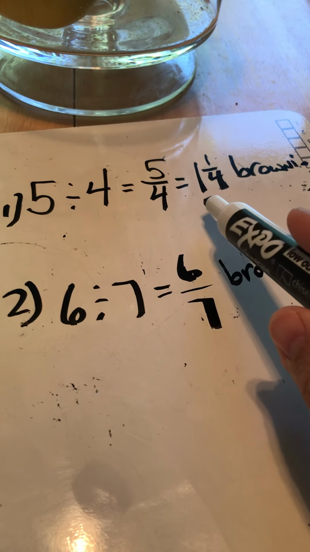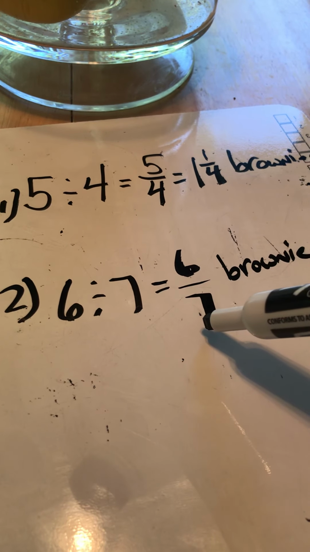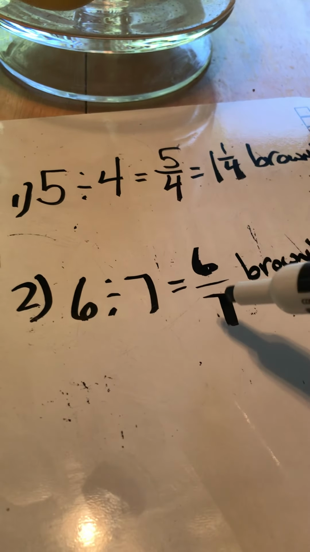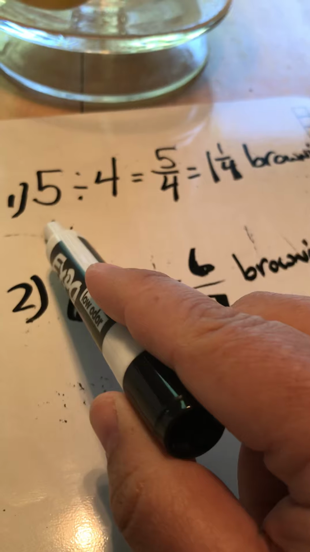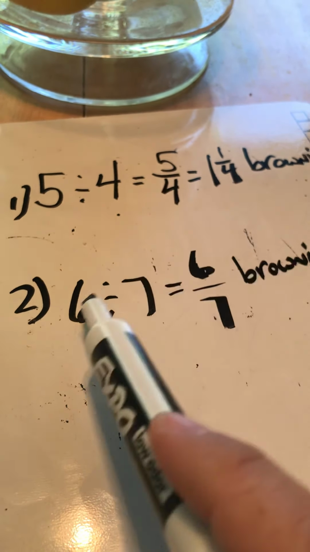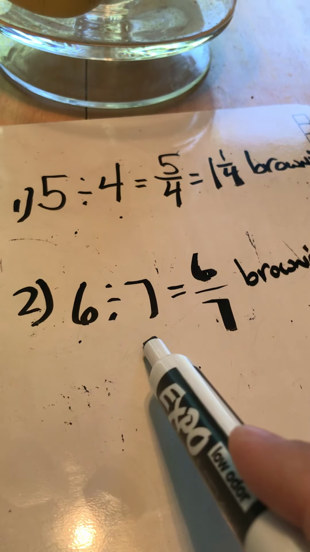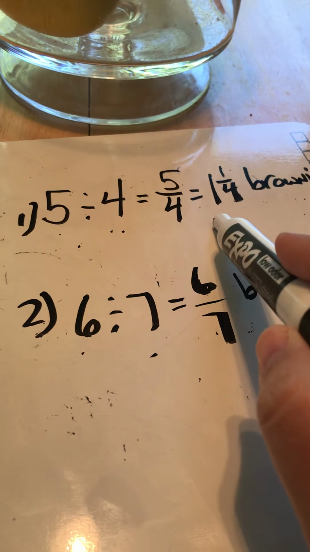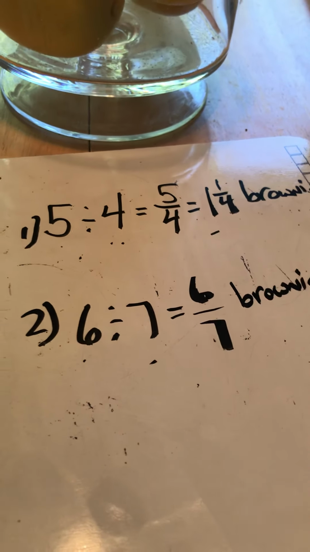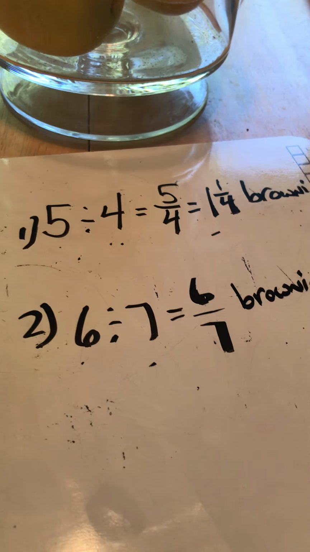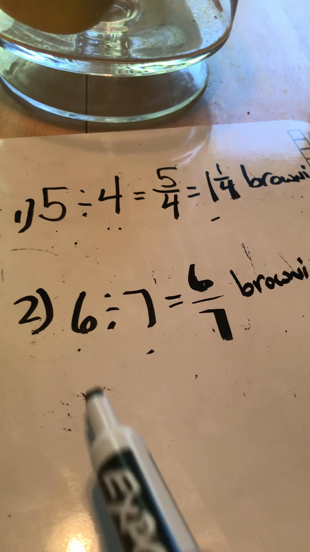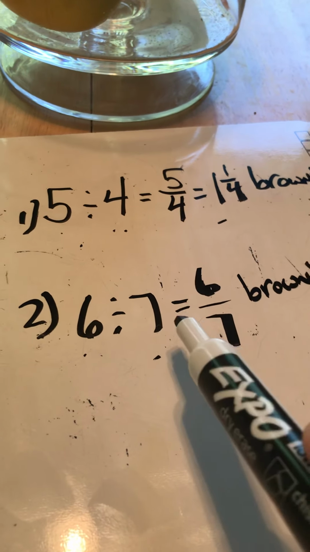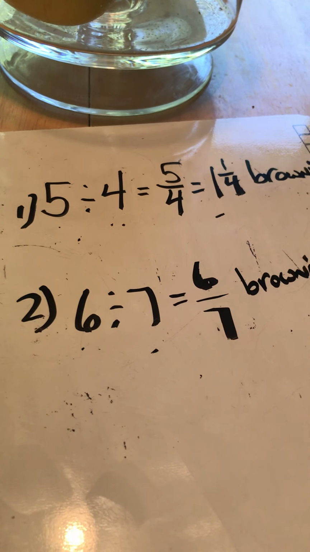Now, why is this one a mixed number and this one just a regular fraction? Well, we have to think about these problems. Here we have more brownies than friends. Here we have less brownies than friends. So if we have more brownies than friends, we're going to end up with a mixed number because each friend's going to get that one whole brownie and a little bit more of another brownie. Here, though, because we have less brownies than friends, each person's going to get less than a whole brownie.